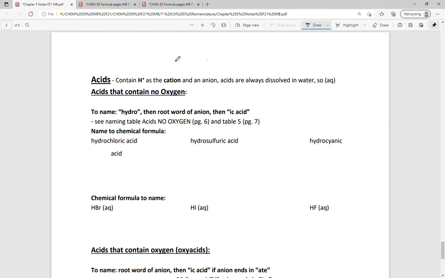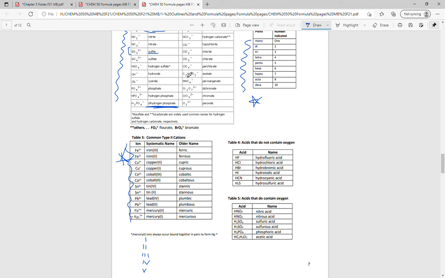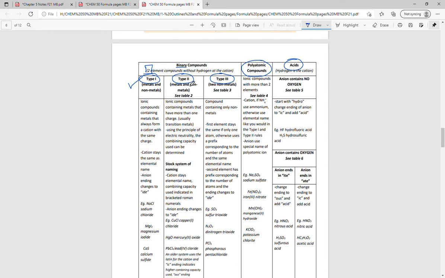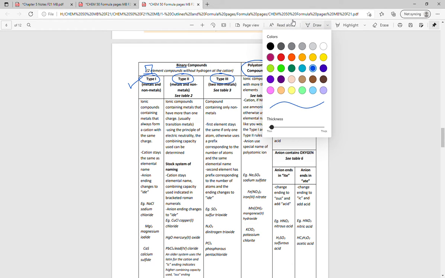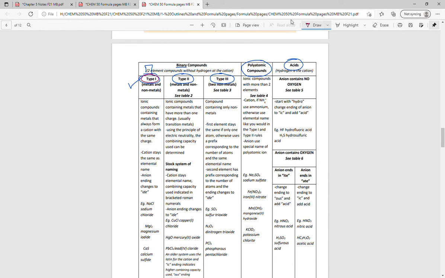So this is our final bit in the nomenclature chapter on naming. If we go through our naming chart, we've gone through the type 1 compounds, which were the ones with one combining capacity. They're ionic compounds, a metal and a non-metal, but it's always the same cation, so it stays the same. Type 2 were the metals with more than one charge, usually the transition metals.